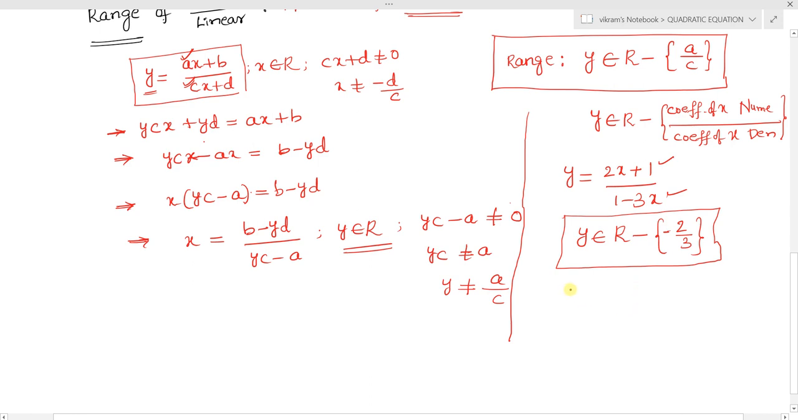And let's solve another one. If y equals 1 minus 3x by 1 minus 4x, which is also in the form of linear by linear, then we can write the range, that means the y values, from the total real values, minus the coefficient of x in the numerator, minus 3, by the coefficient of x in the denominator, minus 4. Directly we can write it as all real values minus 3 by 4, the range of the given function which is in the form of a linear by linear.